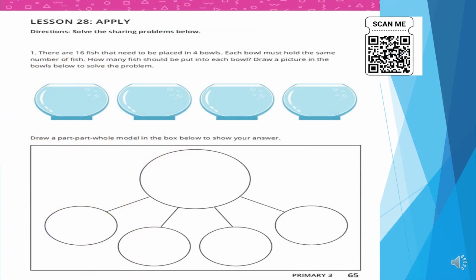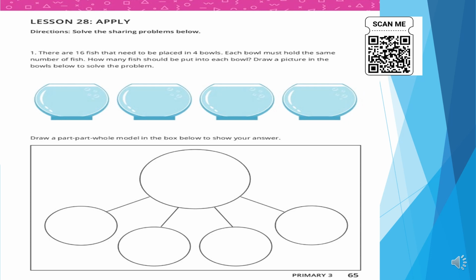Let's start with lesson 28. We have here a story problem. There are 16 fish that need to be placed in 4 bowls. Each bowl must hold the same number of fish, so we want to distribute them equally. How many fish should be put into each bowl? Draw a picture in the blue bowls to solve the problem.